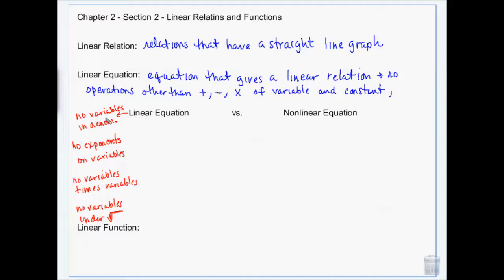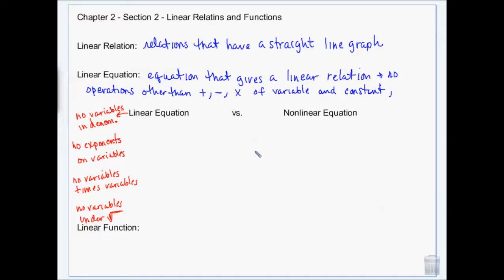And what if it's like 1x times 2x? That's not okay, sorry, because when you multiply the x's, you'll get x squared. Yeah, you could have 1x times 2, just not times 2x. And you can't have any variables under a radical.